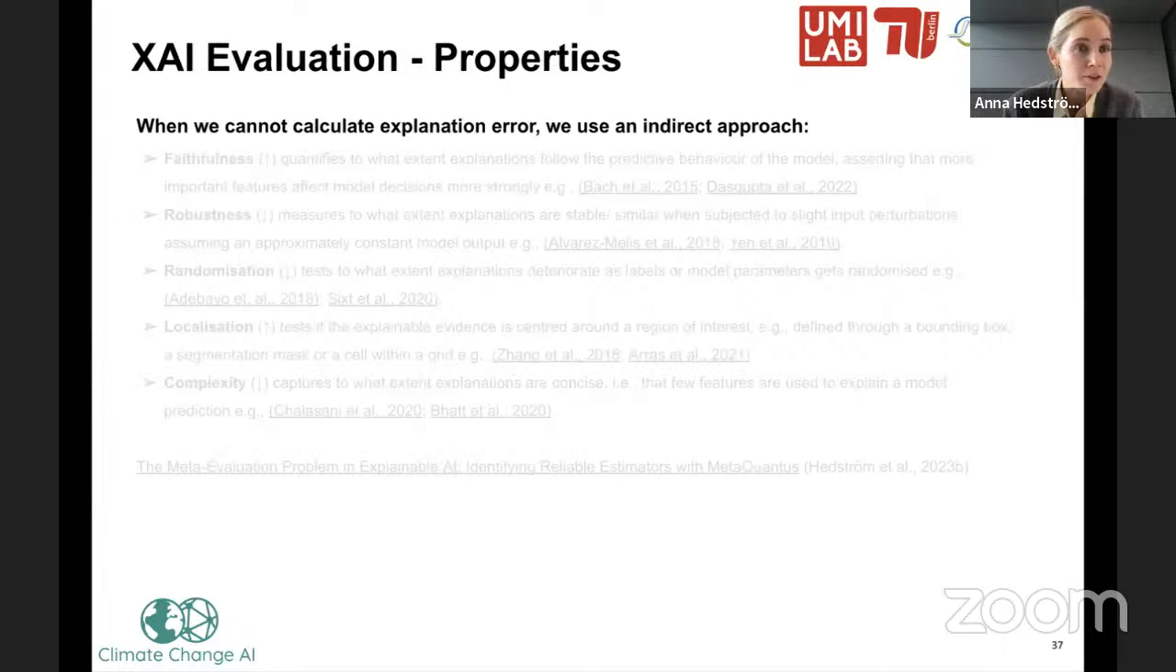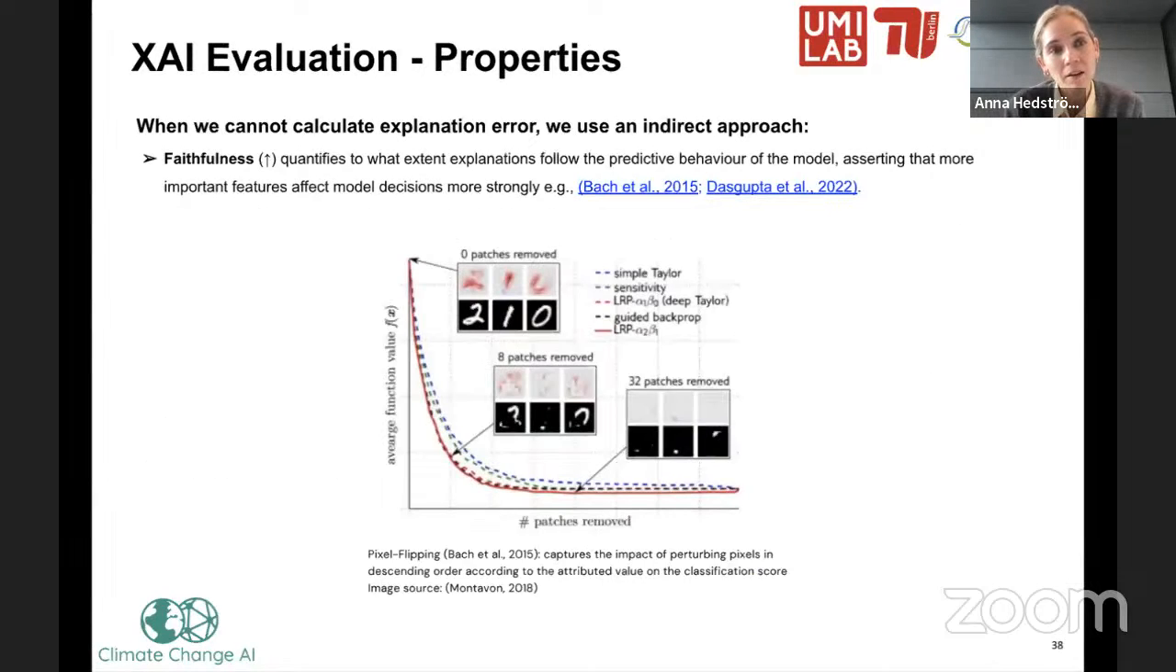For a couple of examples of this, we can imagine different properties that we want an explanation function to fulfill. As a starter, we can think about wanting an explanation function or method to be faithful to the model. So what we want is an explanation function that follows the predicted behavior of the model, asserting that more important features actually played a larger role in the model decision.